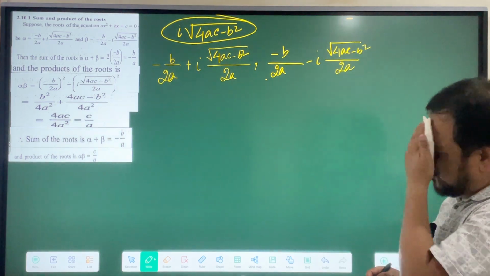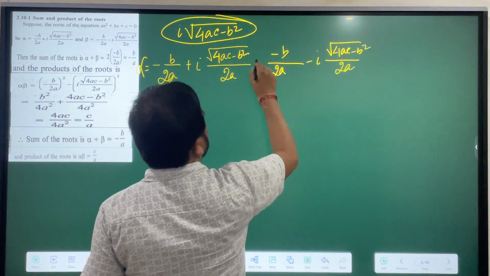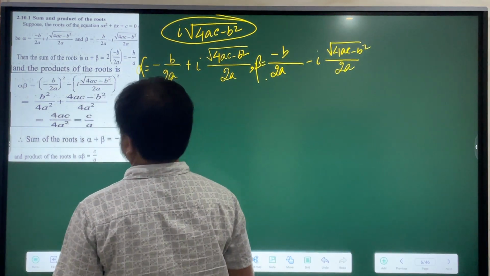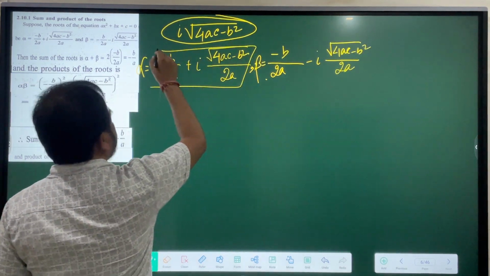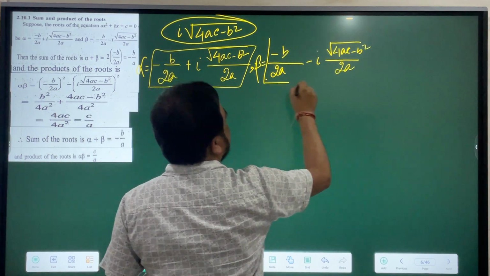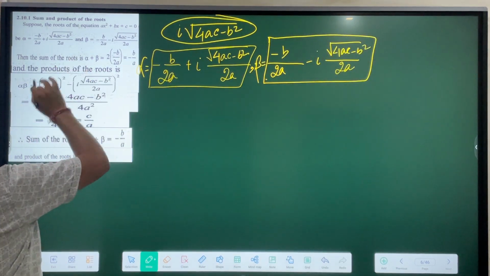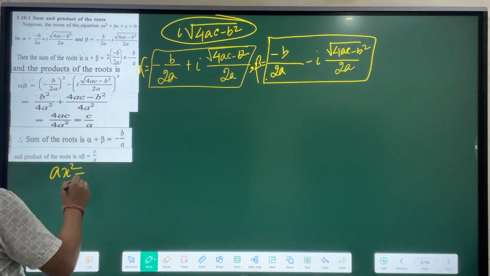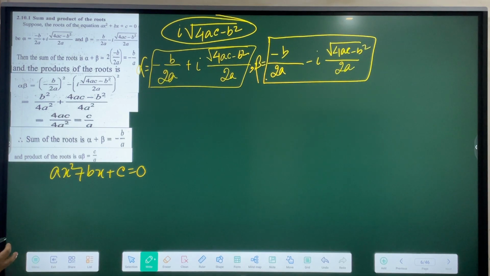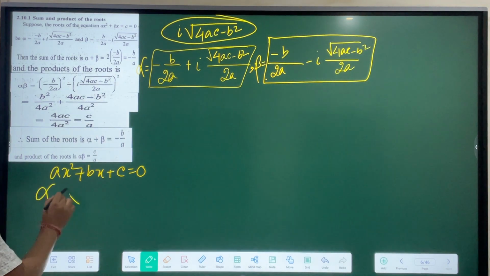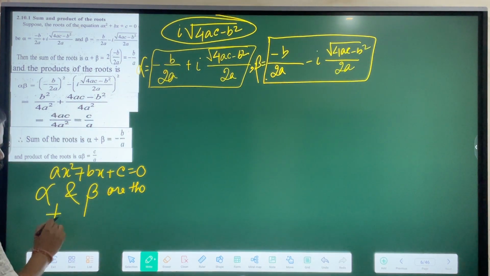Now sum and product, as we have already learned. Let us say this is alpha and this is beta. For ax square plus bx plus c equals to 0, this is the quadratic equation. We have taken, suppose alpha and beta are the two roots.